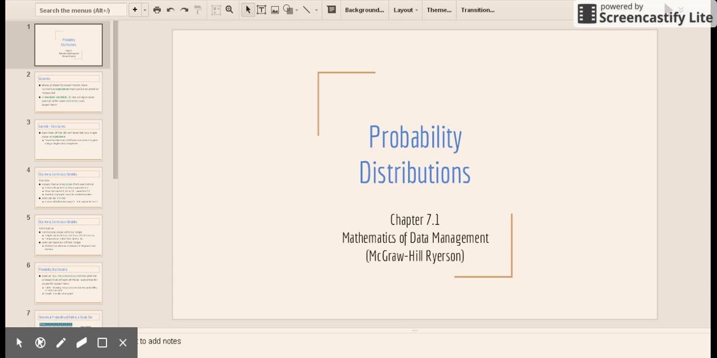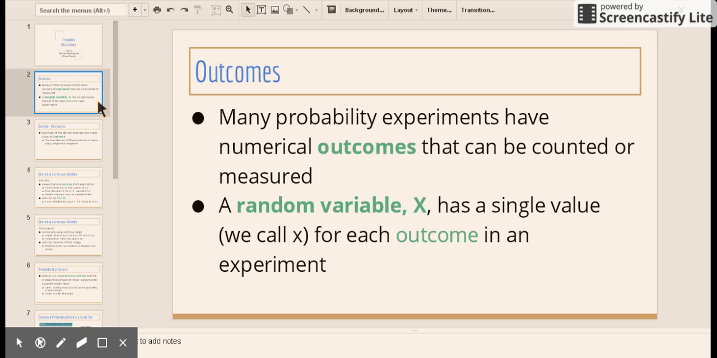All right, hey guys, here is our first lesson in our probability distributions lesson. This is chapter 7 of your textbook. It is our 6th unit of data management. First of all, some definitions for us.